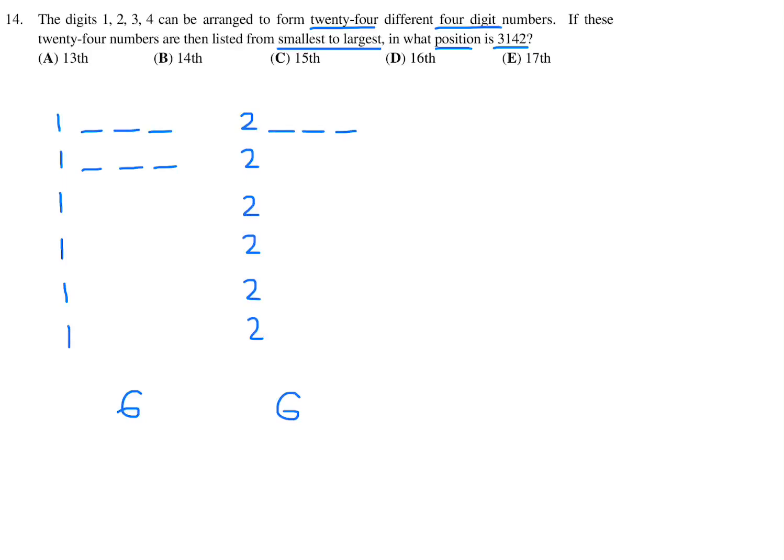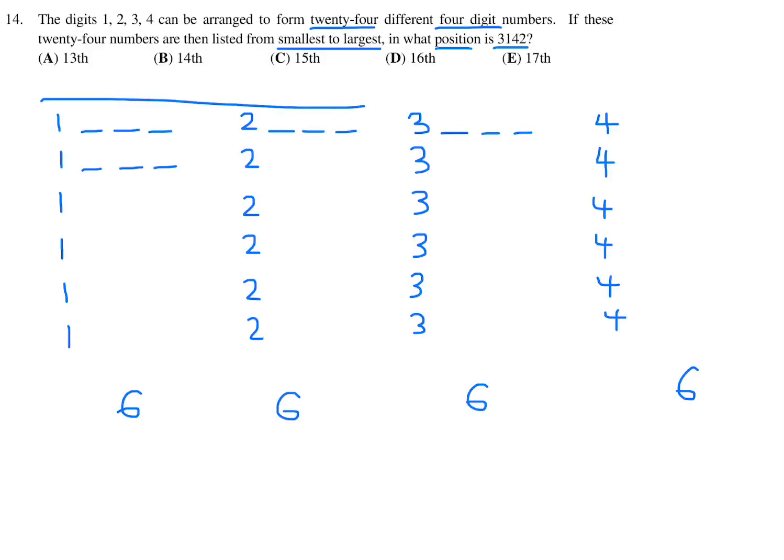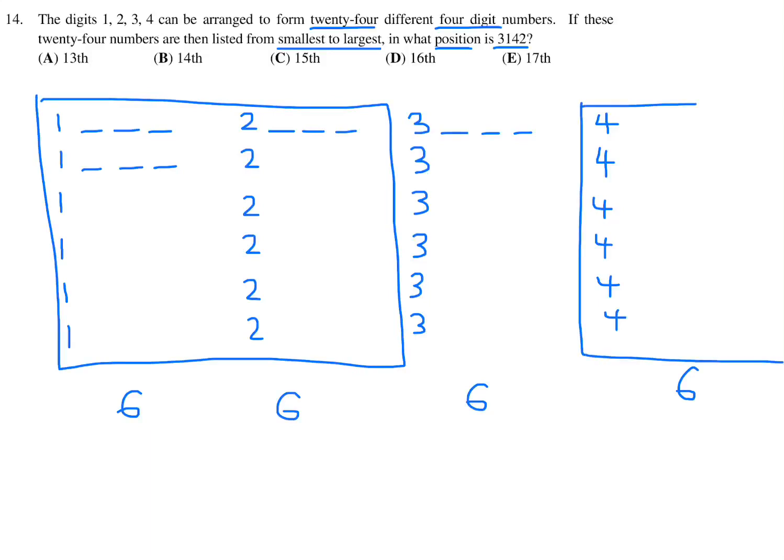There'll be numbers of that form. And the next 6 will begin with the number 3, like that. And of course, the final 6 will begin with the number 4, like that. Now, we don't really need to worry about what these numbers are, nor do we need to be concerned with these numbers. We just need to concentrate on these ones, because these are the ones that begin with the number 3. So we can quickly write them out.